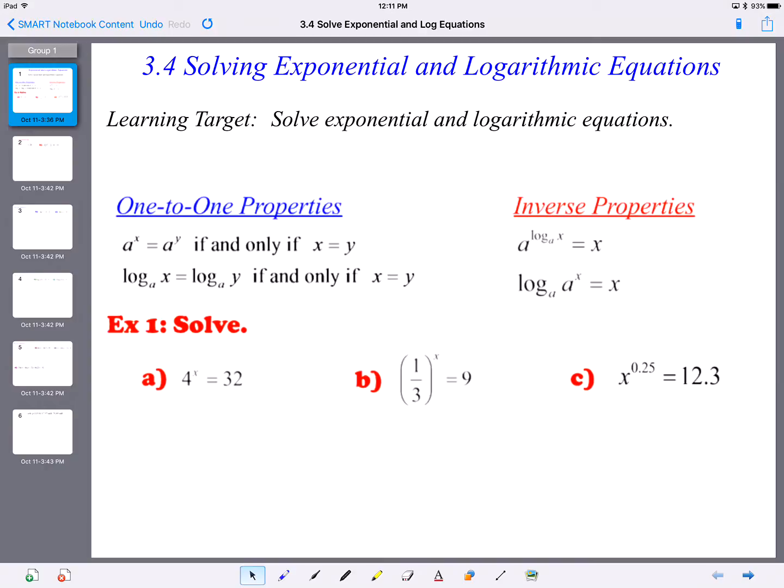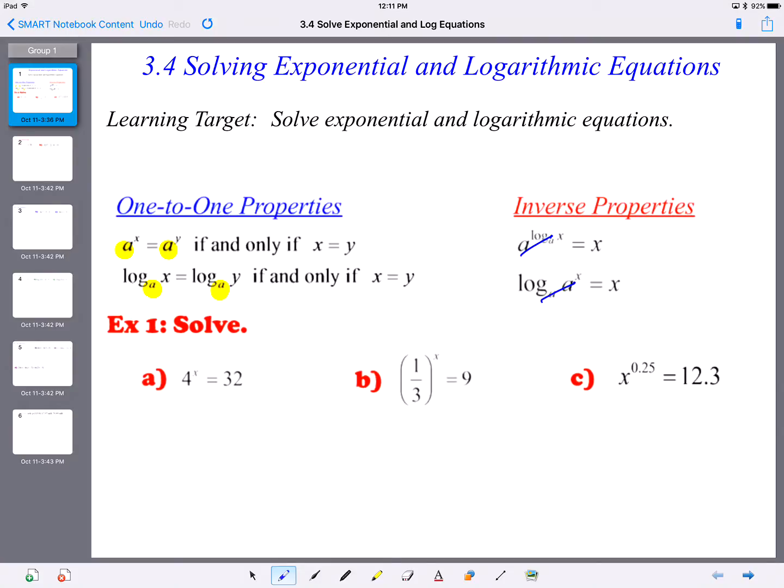We have our one-to-one properties, which state that if your bases are the same, exponentially or as a logarithm, then those values x and y are equal to each other. And once again, it works both ways. So if you have something equivalent, you can rewrite it exponentially or as a logarithm. And then you have your inverse properties, which I've talked a lot about, where if you have base a raised to log base a of x, then those cancel out and you're just left with x. Same thing with a logarithm. If you have log base a of a to the x, those cancel out and you're just left with x.